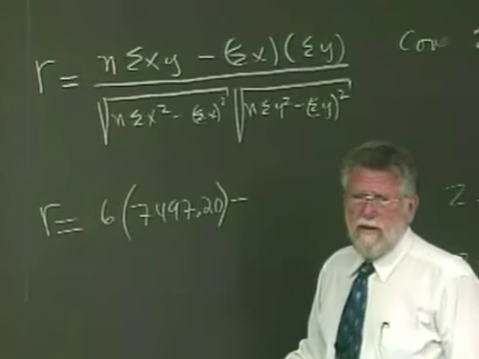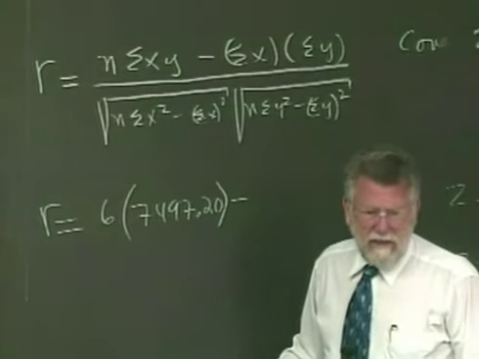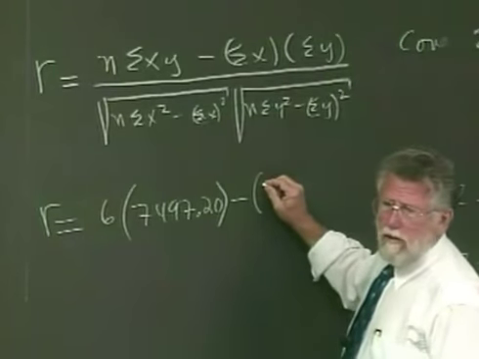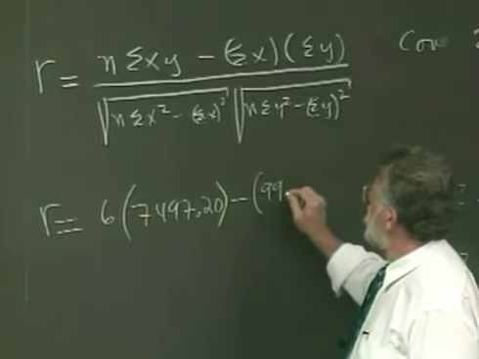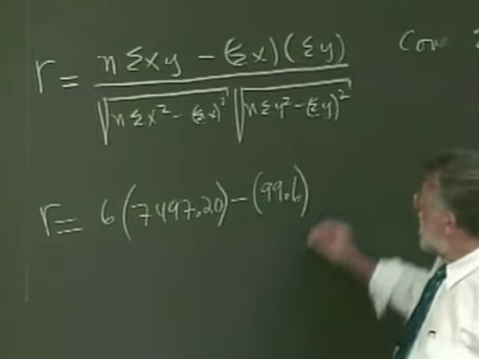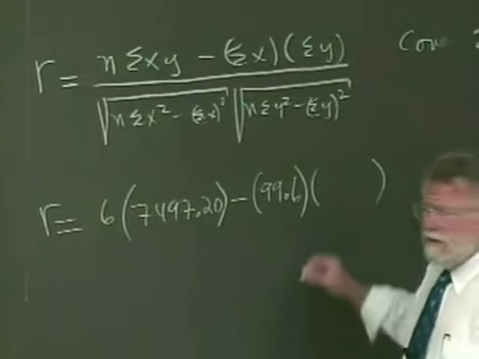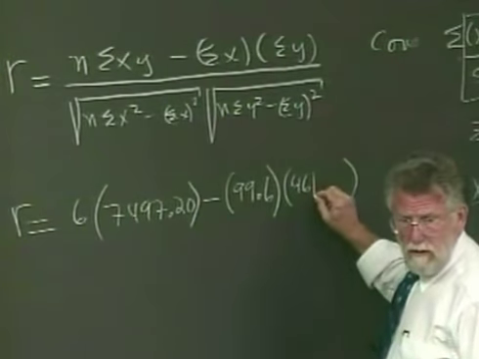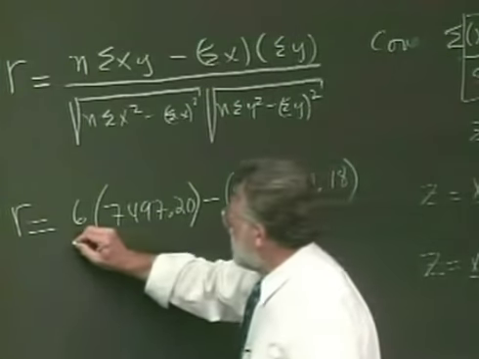7,497.20. For the sake of sanity, I'll go to hundreds. Where do we find the summation of x? What key? The decimal key? What do we have for the summation of x? Recall decimal. 99.6? Okay. What do you use for the summation of y? The 2 key? Recall 2. What do we have? 461.18. Thank you. Okay, numerator's done.